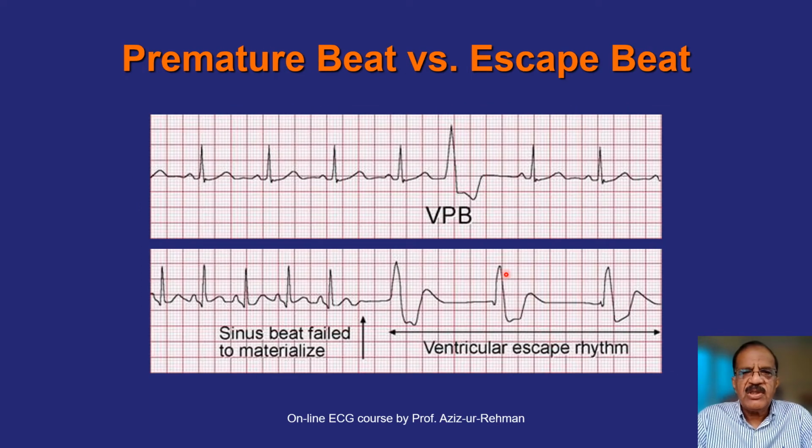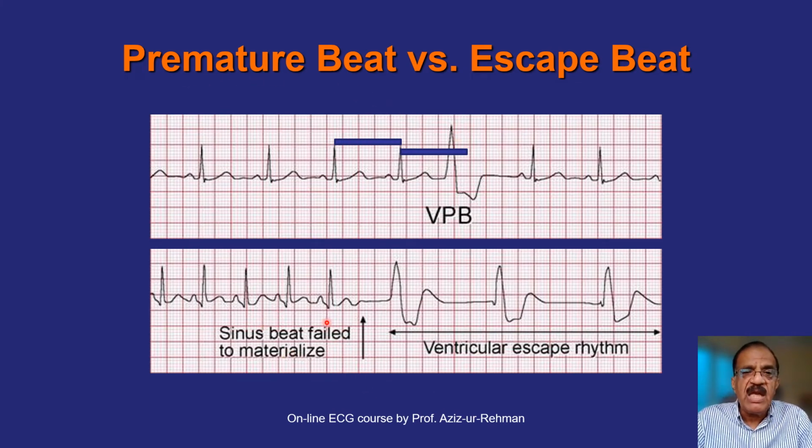Now this slide explains the difference between premature beat and ectopic beat, both of ventricular origin. Premature beat: if this is normal RR, and this one has come earlier. This bar has the same length as this one; I actually copied and pasted. So the next beat was expected here. This has come earlier, and this would be called a premature beat.